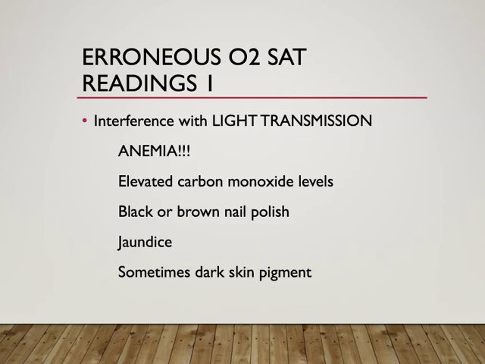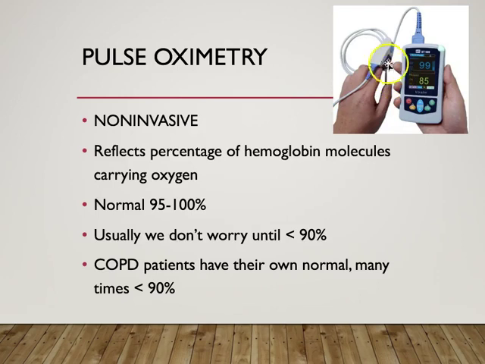What gives you an erroneous O2 sat reading? Okay, this O2 sat right here: the top is emitting light, and the sensor down here is estimating the oxygen. So there's light going through your finger. The sensor at the bottom is estimating how much oxygen is affixed to that hemoglobin.